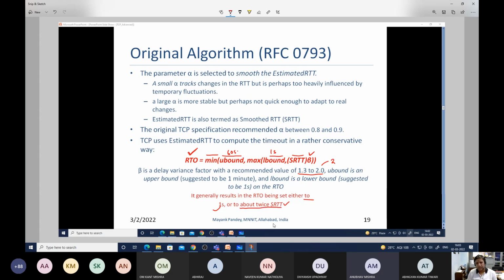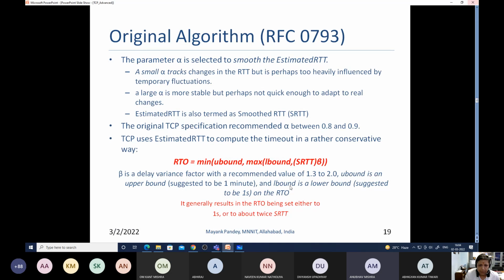So if you take beta as 2, then of the two, whichever is bigger, if 1 second is bigger then RTO will be 1 second. If this value is bigger then it will be twice of SRTT. So what will you find in books? RTO equal to 2 of SRTT, which is not wrong, but the actual definition is this. Now, this was the initial original algorithm given in RFC 0793.